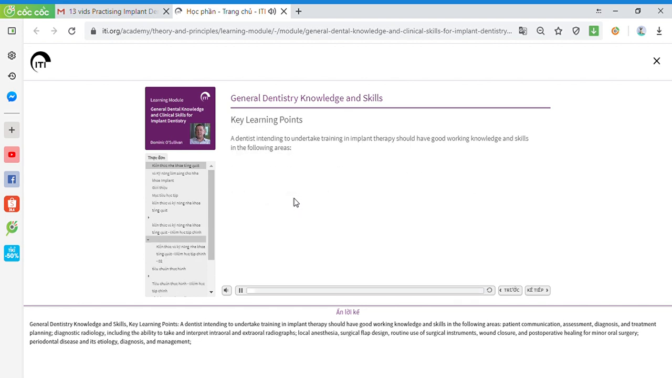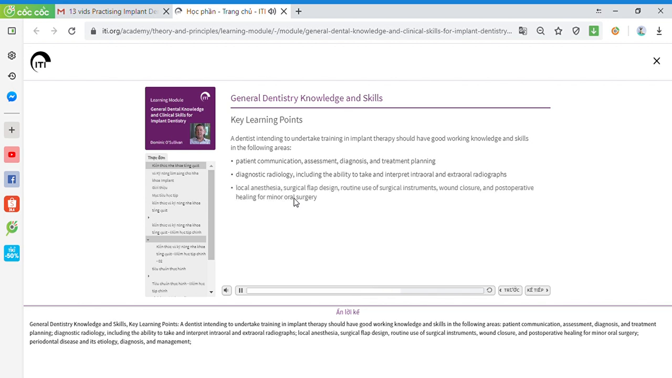General dentistry knowledge and skills. Key learning points. A dentist intending to undertake training in implant therapy should have good working knowledge and skills in the following areas: patient communication, assessment, diagnosis, and treatment planning. Diagnostic radiology, including the ability to take and interpret intraoral and extraoral radiographs. Local anesthesia, surgical flap design, routine use of surgical instruments, wound closure, and post-operative healing for minor oral surgery.